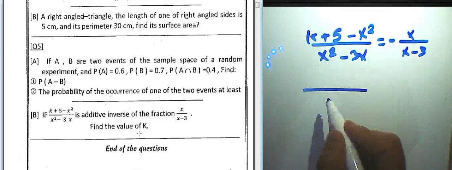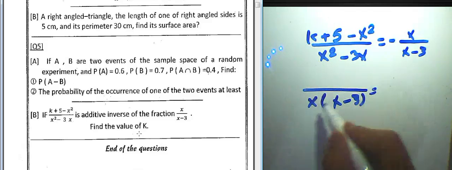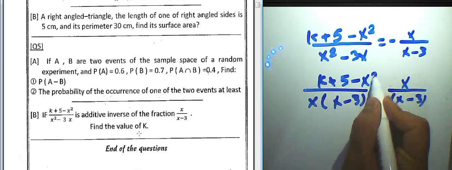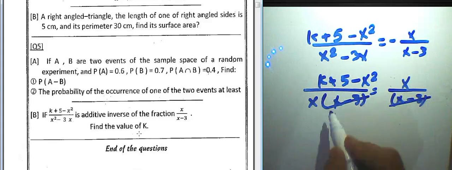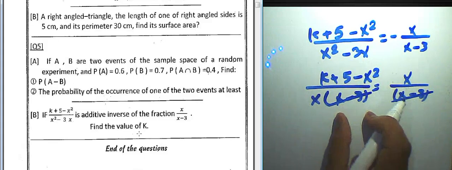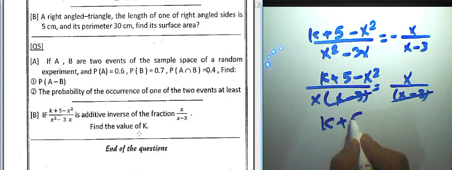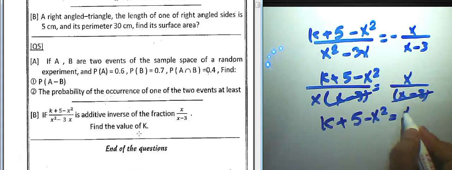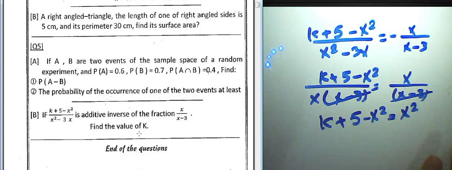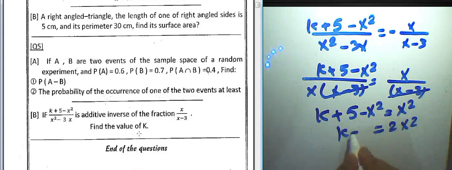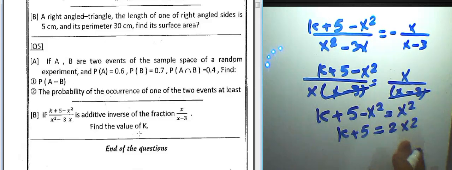Okay, you can write here x in the numerator, it will be x minus 3, write x as a coefficient, and here x minus 3, and here k plus 5 minus x power 2. We can cancel x by x. And we have x here, x times x equals x power 2, then k plus 5 minus x power 2 equals x times x equals x power 2. The product of extremes equals the product of means. And we can move negative x power 2 to the left hand side. It will be 2x power 2 equals k plus 5. Then 2x power 2 equals k plus 5. Find the value of k in this example.